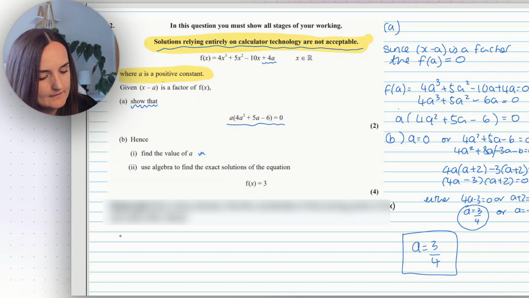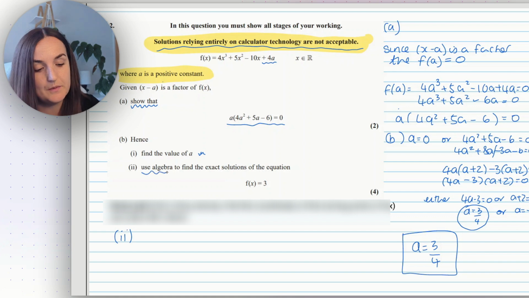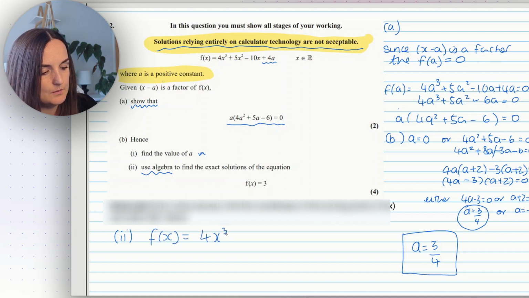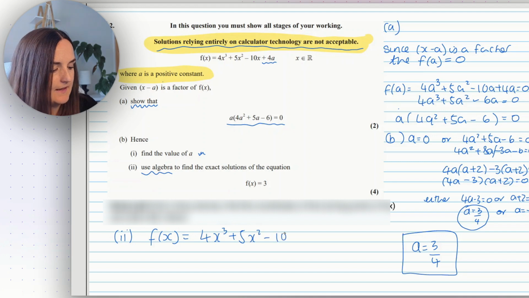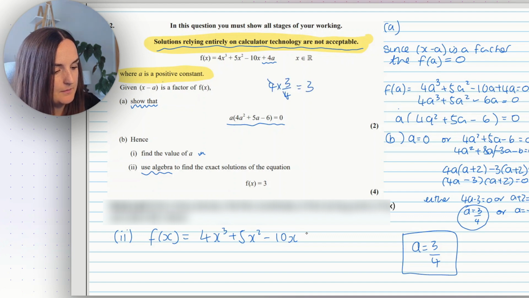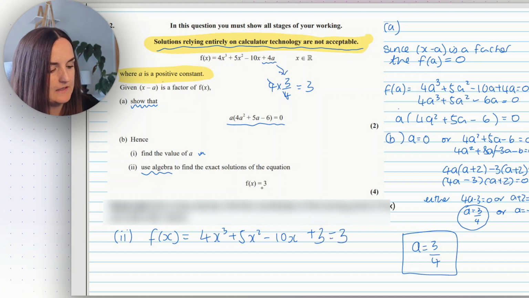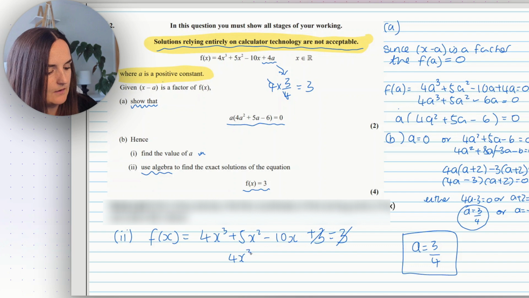And then part 2 says, use algebra to find the exact solution. Again, they're emphasizing use algebra. They want you to use algebra to find the exact solution to f of x equals 3. Well, we know f of x now is 4x cubed plus 5x squared minus 10x, and we've now got 4a, but we know a is 3/4. So 4 times 3/4, cancel those, it's just 3. So that whole term on the end just becomes plus 3, and we know that is equal to 3 now. We're solving that equal to 3, so you can just minus 3 from both sides. Okay, and then this becomes 4x cubed plus 5x squared minus 10x equals 0.